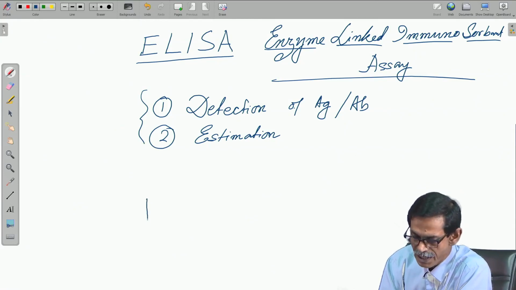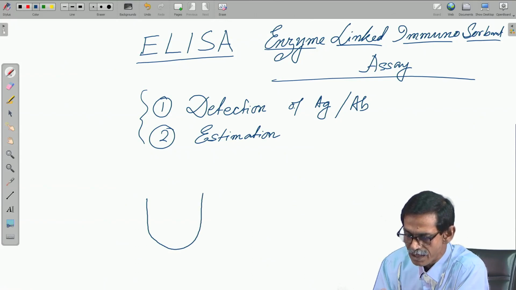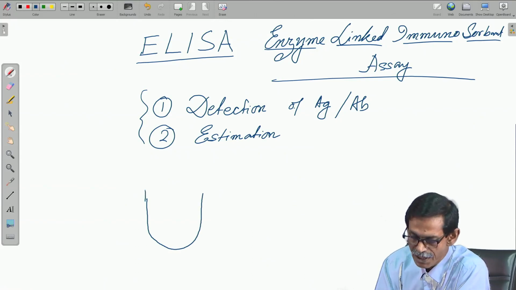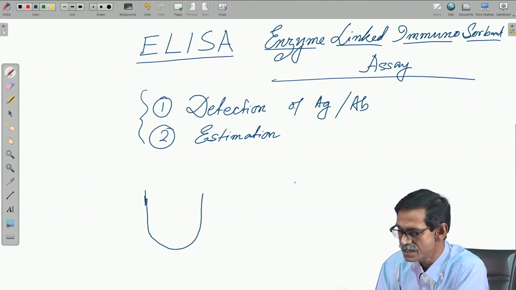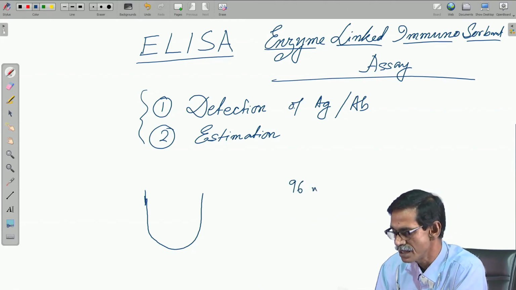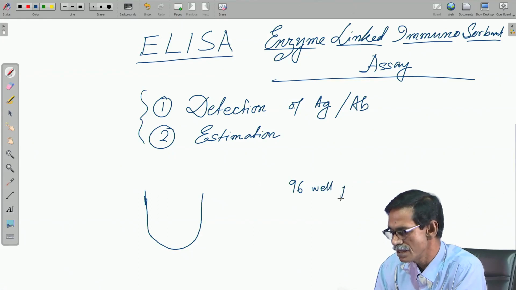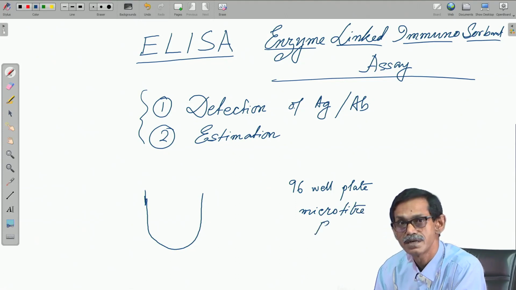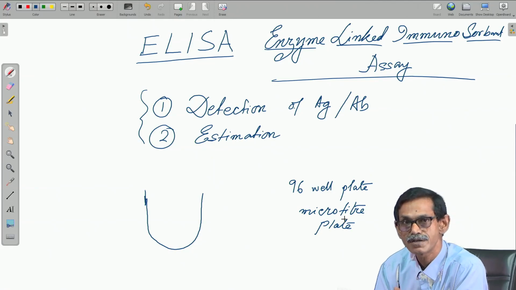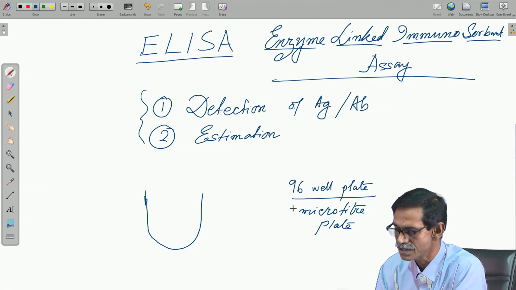In ELISA we take a well, a plastic well. Normally you can do it in a tube also, but normally we use a 96 well plate. We also call it a micro titer plate. Micro titer plate or either one, this is the same thing.